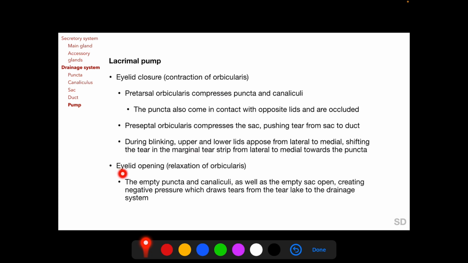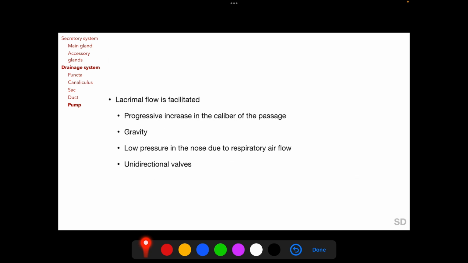Now when the eyelid opens and the orbicularis relaxes, the empty puncta and the canaliculi as well as the empty sac open up, creating negative pressure within them, which draws tears from the tear lake to the drainage system. Lacrimal flow is further facilitated by progressive increase in the caliber of the lacrimal drainage passage, by gravity, by low pressure in the nose due to respiratory airflow, and by unidirectional valves, which we have discussed.